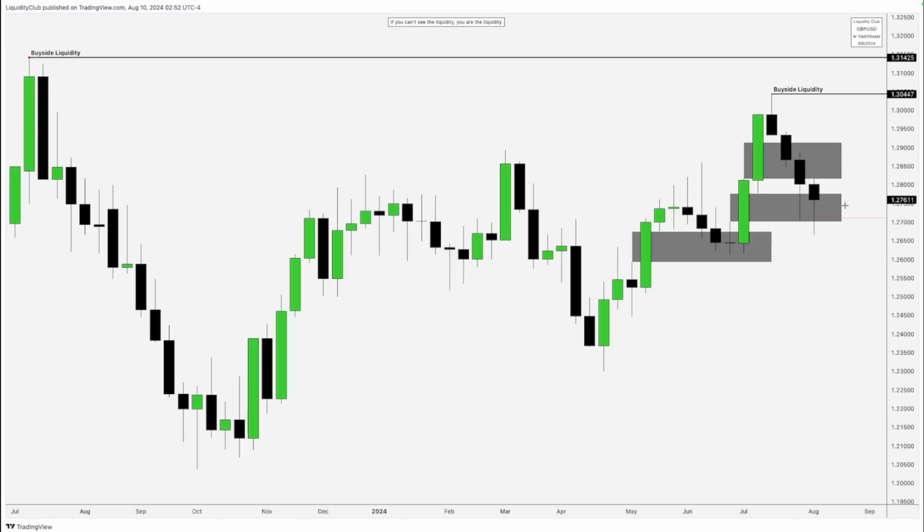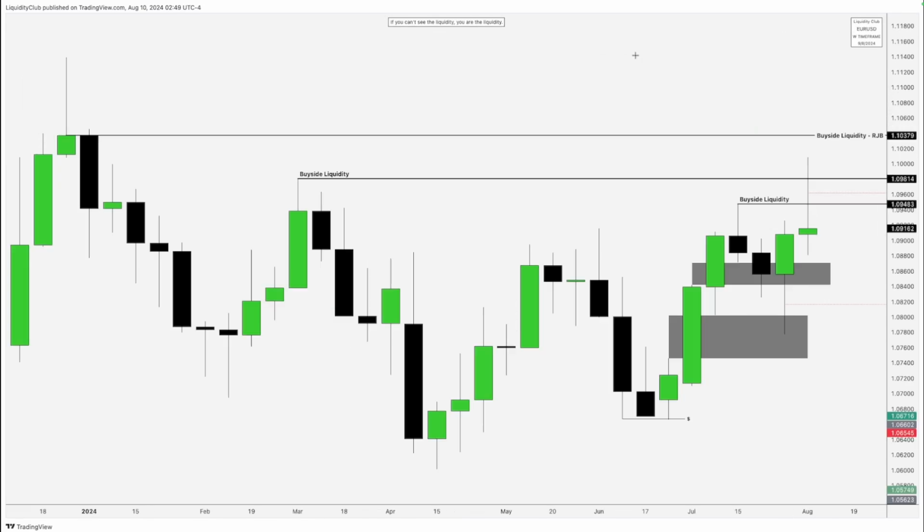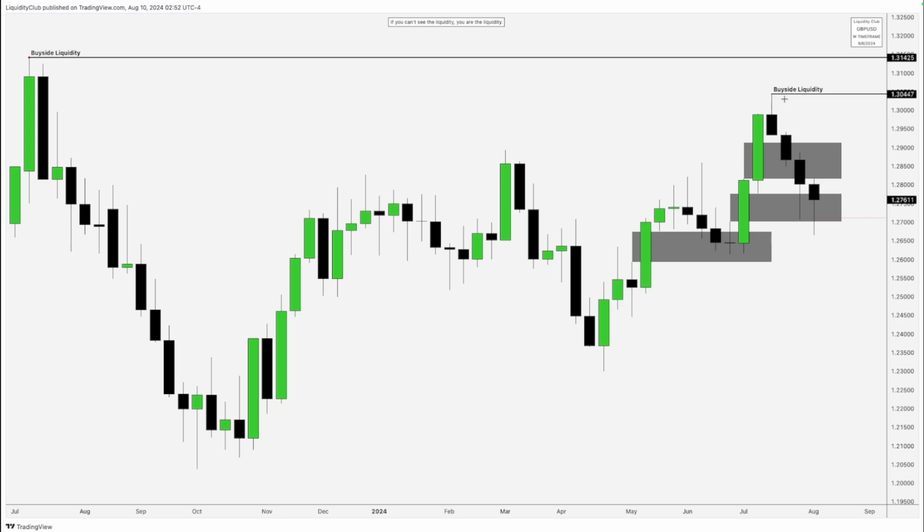Going to Pound USD, also known as the cable. Now here's what is questionable: EU has taken out this buy side liquidity and this buy side liquidity, as you can see here, but Pound USD didn't take out these buy side liquidities, and it's lagging to the upside. So I'm giving it the last chance here to actually run up higher towards the buy side liquidity.